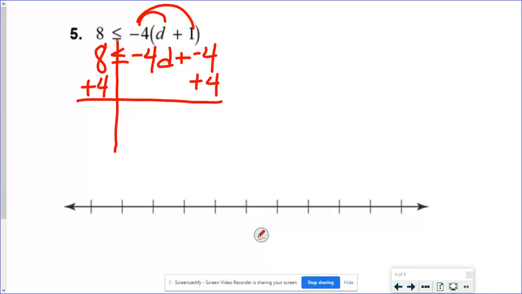Again, if you had left that, instead of plus and negative, if you had left that as subtracting 4, to get rid of subtracting, you would add. So that would get rid of it either way. So I've got 12 is less than or equal to negative 4d. This is going to be one of our double flippers.